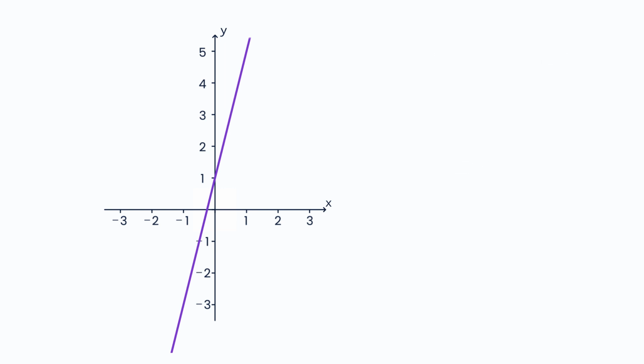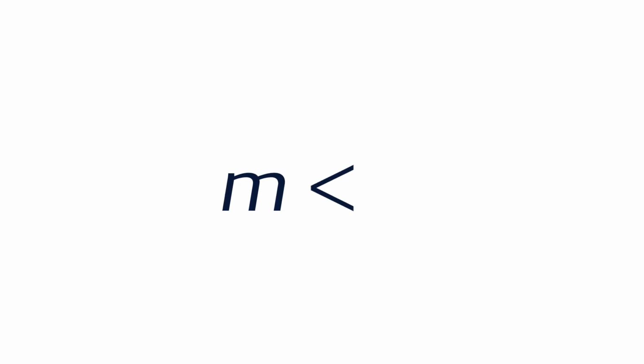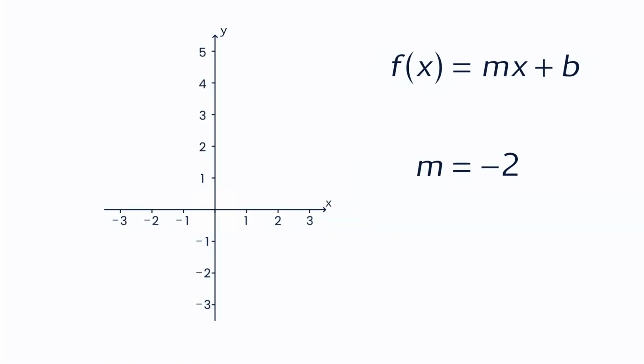Now let's look at what the graph of a linear function looks like when m has a negative slope, meaning where m is less than 0. For this graph, let's say that m equals minus 2 and b equals 1. Then the graph will look like this. When the slope is negative, the graph slopes downwards to the right, like this.